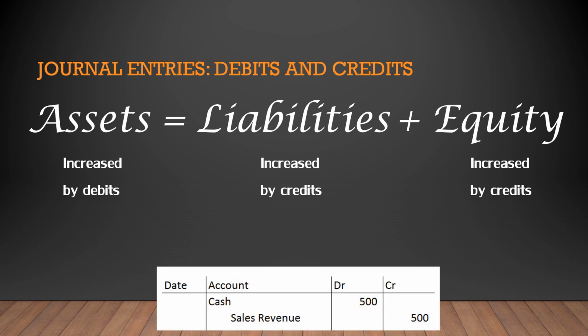Reconsider that journal entry where we debited cash and credited revenue. The cash, an asset, increased as a result of this transaction, so cash received the debit. Likewise, our revenue also increased. Since revenue is an equity account, revenue gets a credit. At this point, we have 500 in debits and 500 in credits.